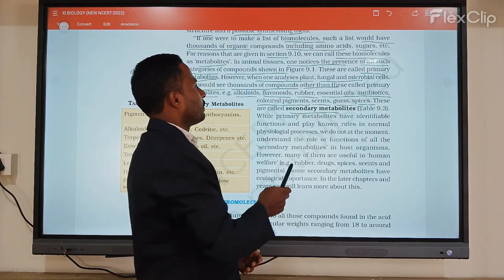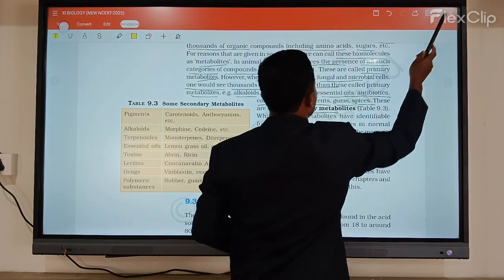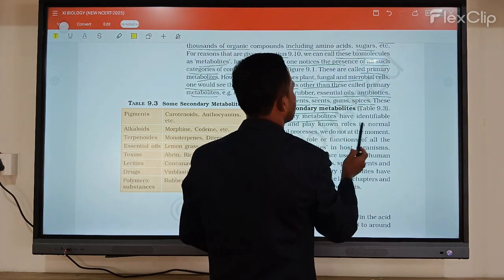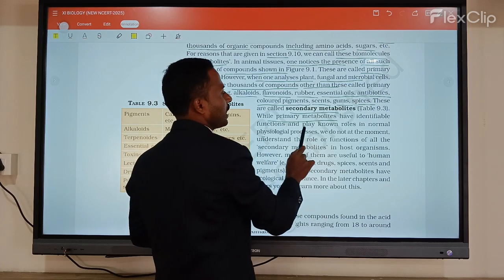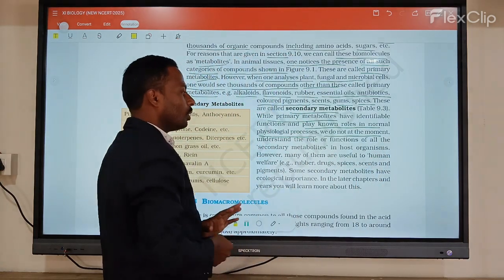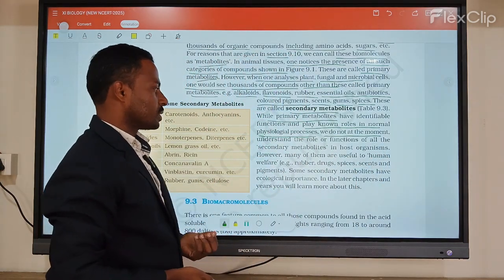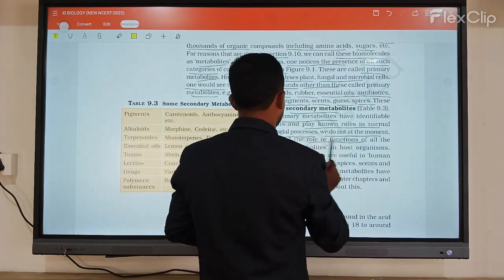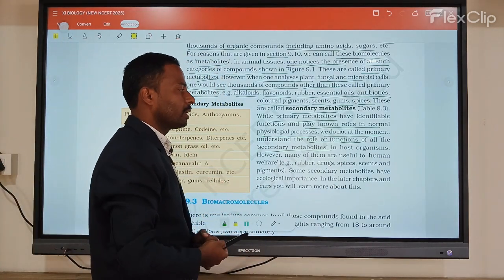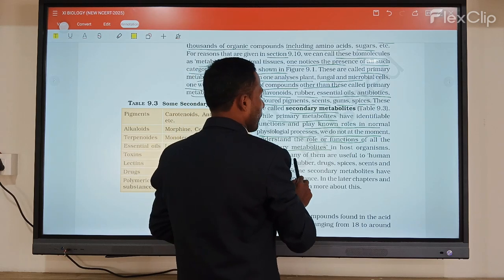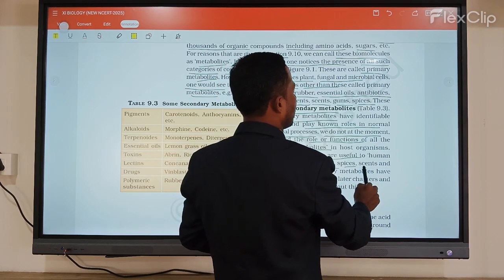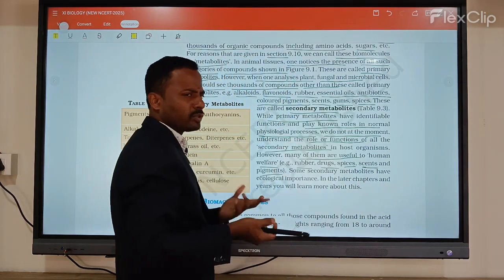While the primary metabolites have identifiable functions and play known roles in normal physiological processes, for these secondary metabolites we do not have a clear role at the moment. So we are mostly using these secondary metabolites, and we do not understand the role or functions of all of them in the host organisms. We obtain them only from host organisms. However, many of them are useful for human welfare: rubber, drugs, spices, scents and pigments, which we use.